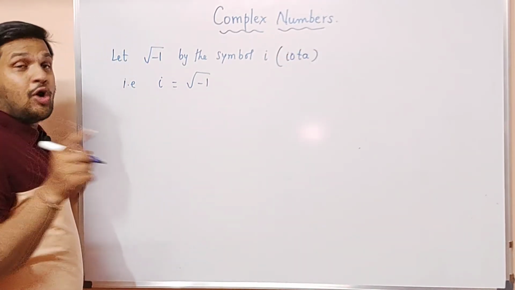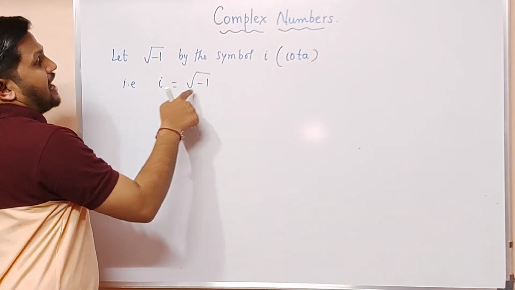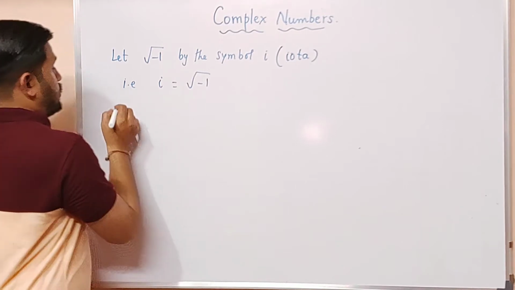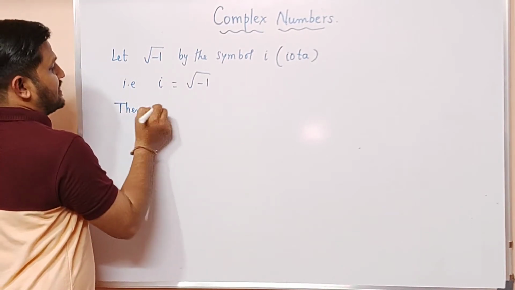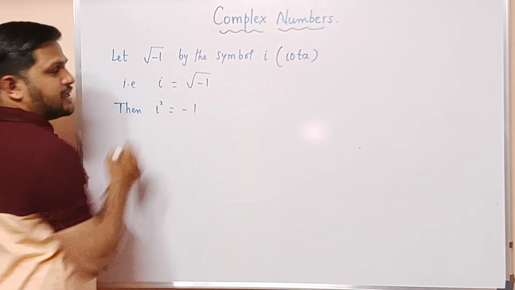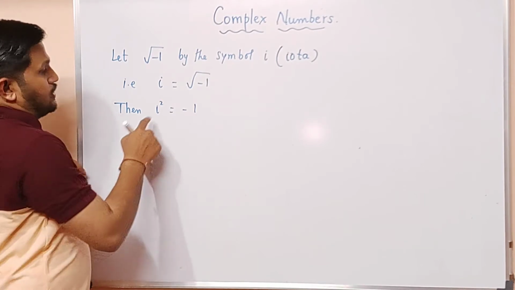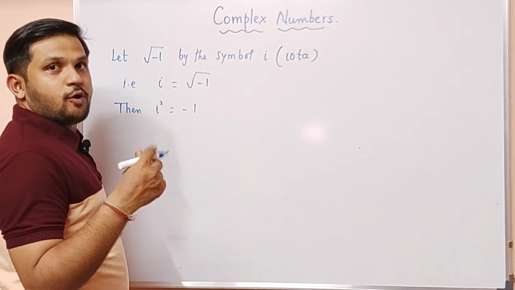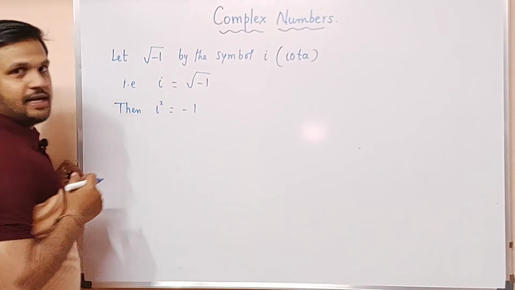So we are denoting a symbol of i as a root of minus 1, square root of minus 1. So then what is i square? i square is minus 1, correct? So if i square is minus 1, we know what is i power 3, i power 4, i power 5, i power 6, we are able to calculate it easily.